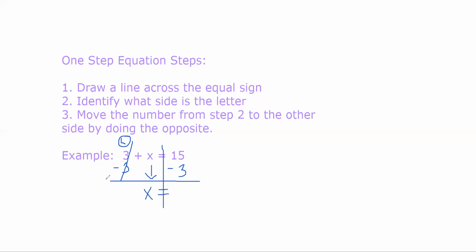Then our next question that we're going to ask ourselves is, what is 15 minus 3? 15, take away 3, that gives us 12. So our final answer: x is equal to 12.